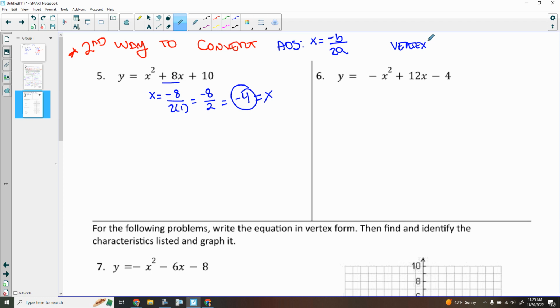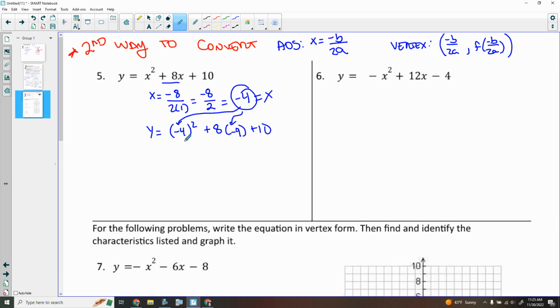So remember, our vertex is the coordinate point, where negative b over 2a was the x value, and the y value was the function of that. And so we took that and we could plug it into the equation to find the y value. And so the y became x squared plus 8 times x plus 10. And the x that we're popping in is what we found for the axis of symmetry, the negative 4.